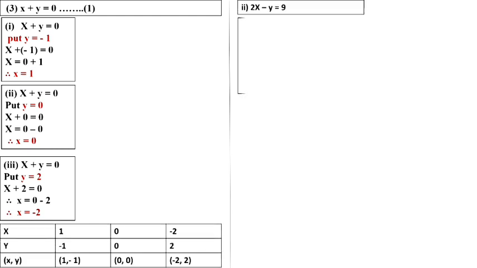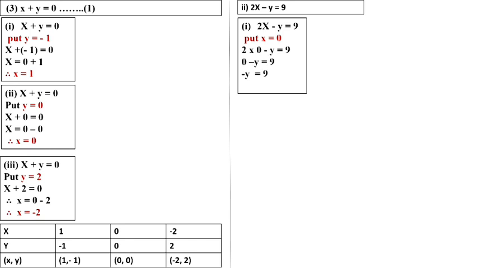In the same way we will solve the second equation of question number 3. So 2x minus y equal to 9. Here, what x value will we take? 0. 2 multiplied by 0 minus y equal to 9. 2 zeros are 0. Minus y equal to 9. Now we have the value, so the minus sign will go to the 9. Therefore y equal to minus 9.